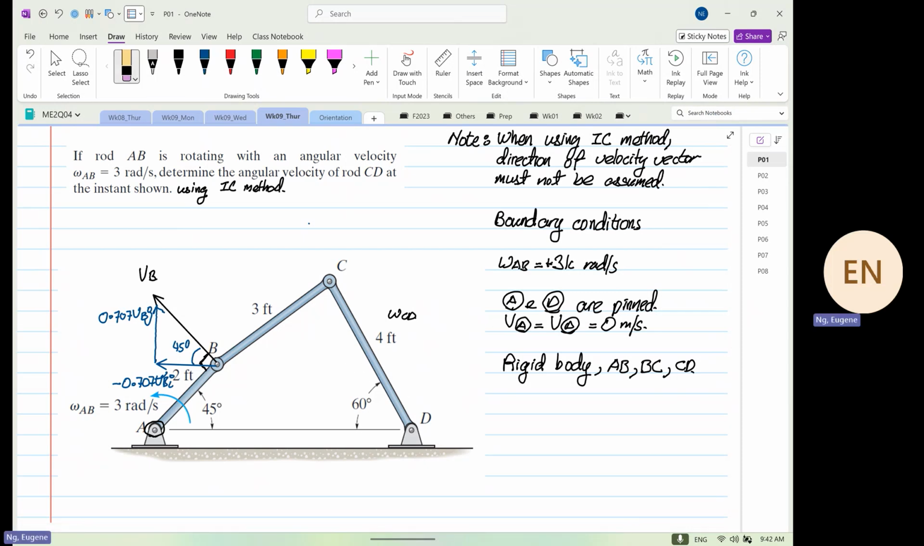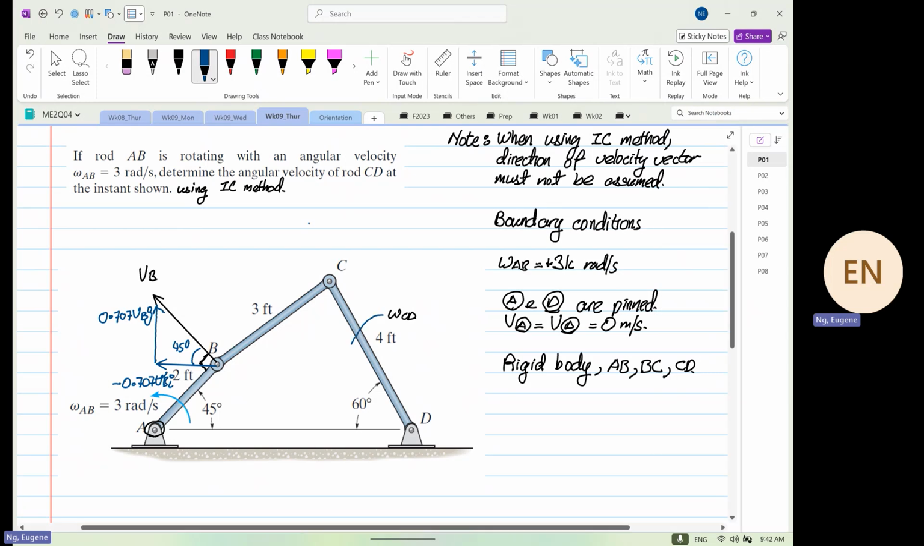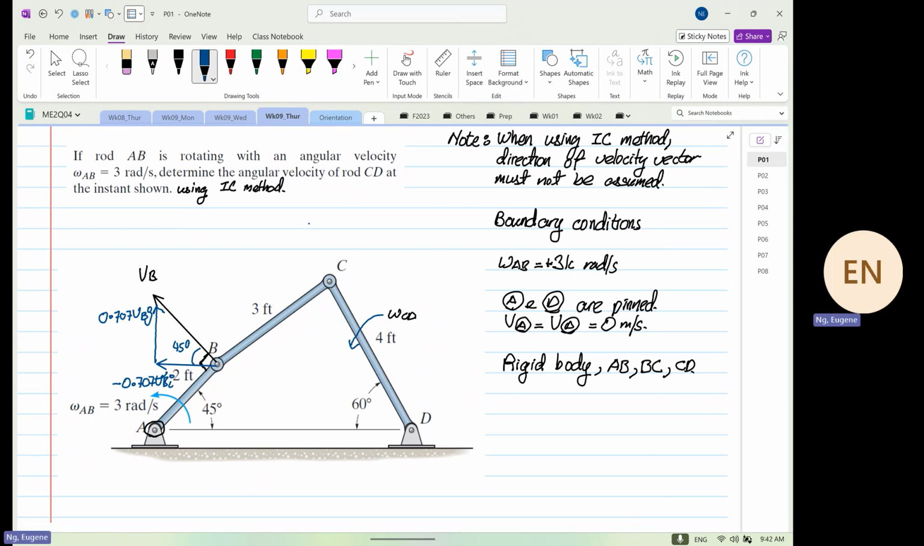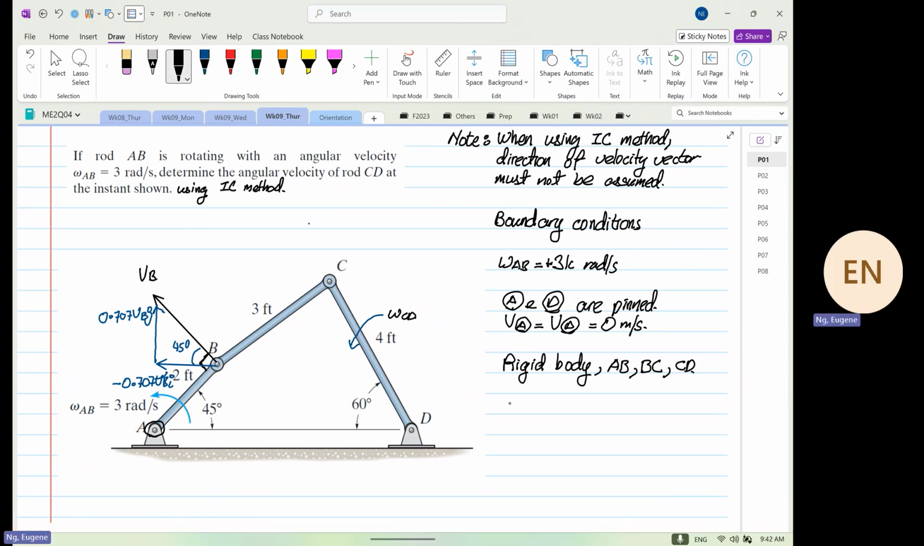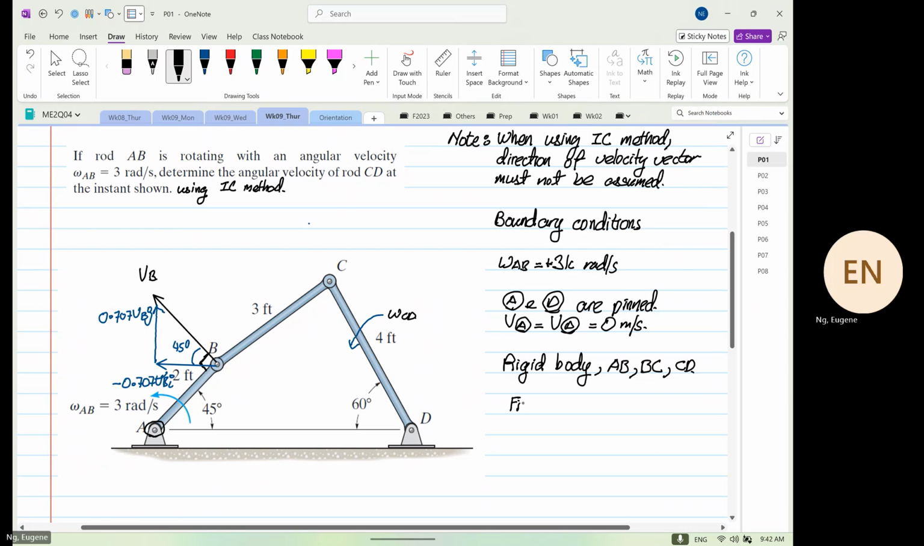Okay, if you leave this there, because we don't know yet. So our concern is we have to find the angular velocity. What we have to determine is omega CD. We have to find omega CD.